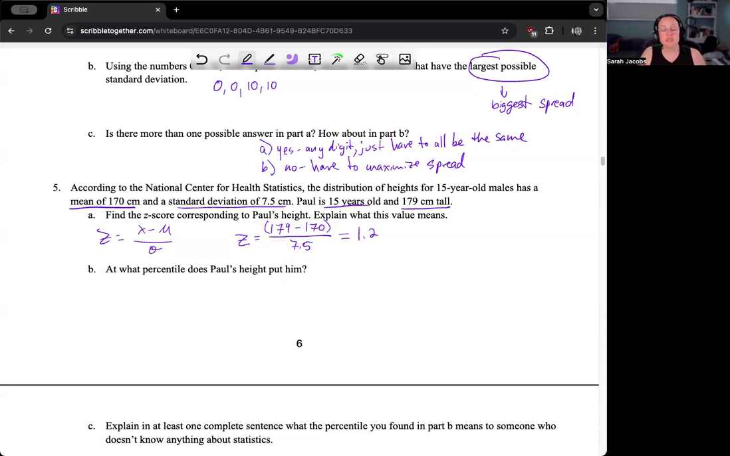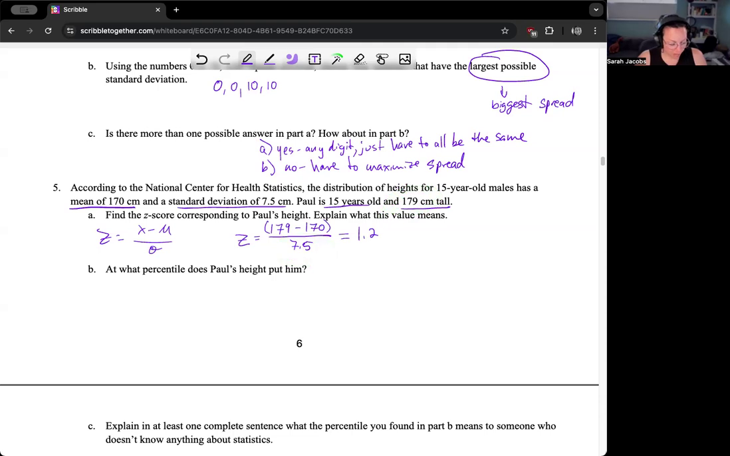And this is a really good time to pause and say, does that make sense? If I did my order of operations wrong, 179 minus 170 divided by 7.5, I get 156. That doesn't make sense, especially when we consider the fact that he's a little over, right? We can see he's 9 centimeters taller. He should be a little over 1 standard deviation away.